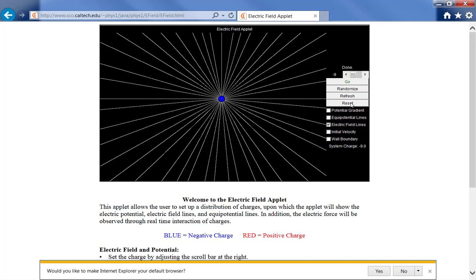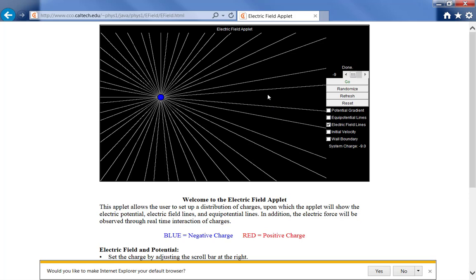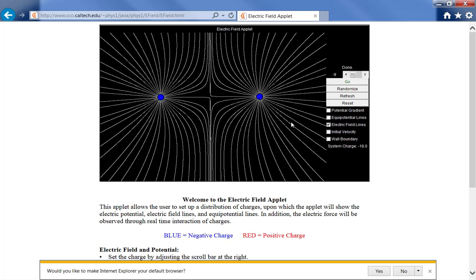Okay, well, one charge is great. I'm going to get rid of that one so I can move it over. But two charges is even better. So here we have two like charges. They're both negative. And we can see there's this weird spot in the middle where all the field lines are trying to avoid each other. Why is that happening?